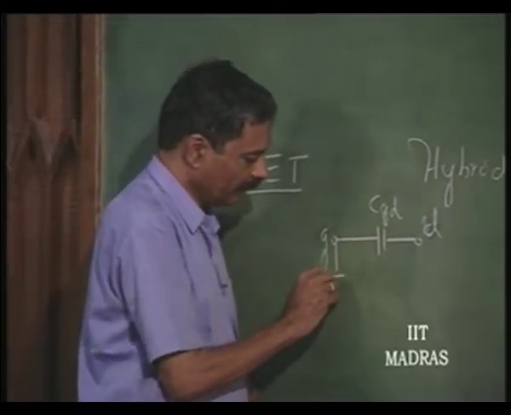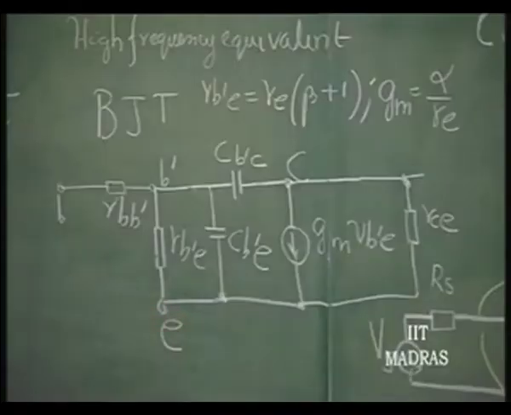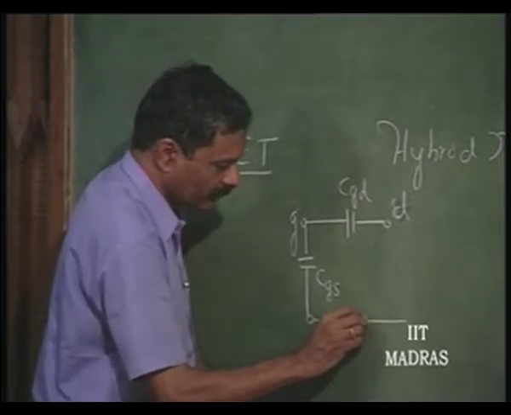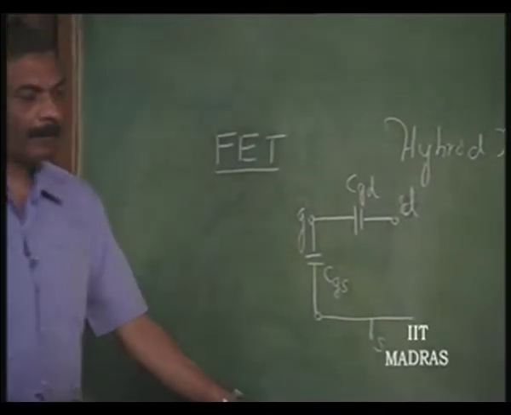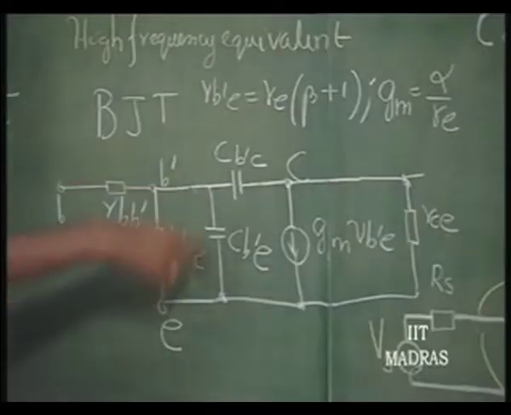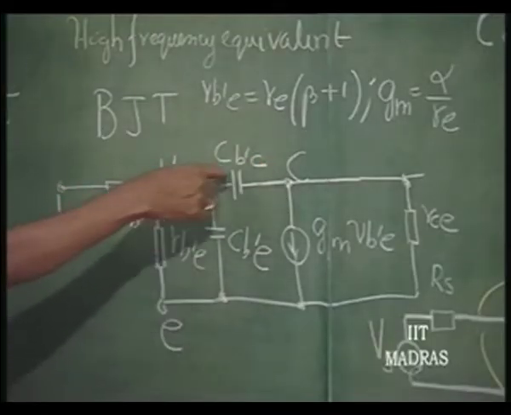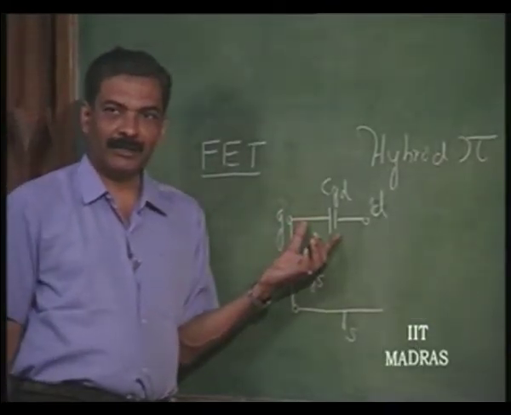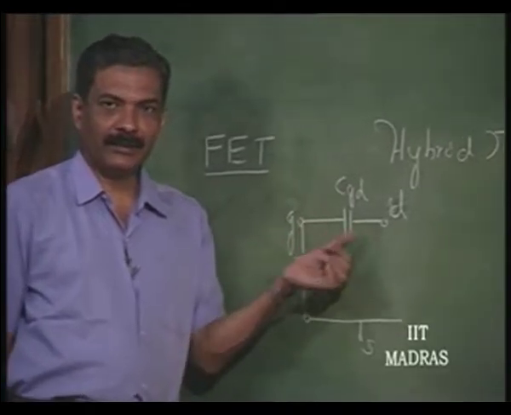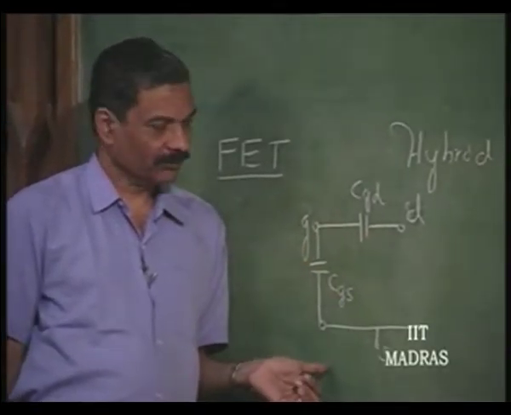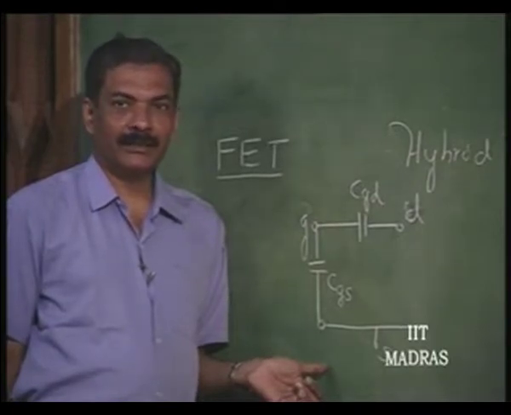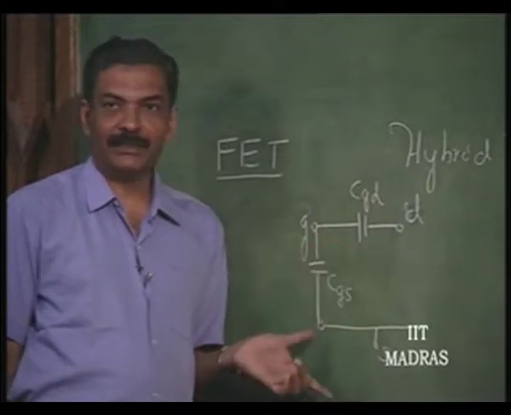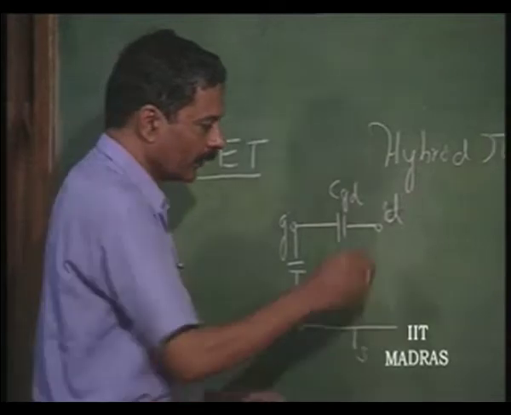Then similarly, we have similar to this capacitance CGS going to the source. So, these capacitances are there. These are occurring here because of the junction. Here these capacitances occur because of the overlap between gate and drain, gate and source. With ion implantation technique etc., this overlap has been made very nearly 0, and therefore, these capacitances can be made very low.